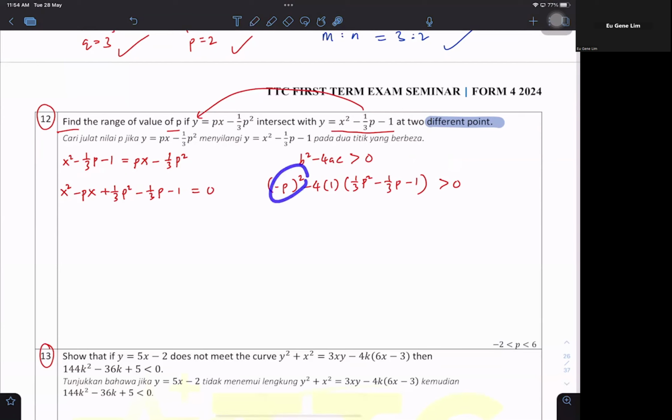Okay, so negative P power 2, which is P square, okay? First you expand the back first. Always do the back first. Then again, expand some more the negative 4. Oh, sorry, negative, positive. This one times, okay? So you get this.